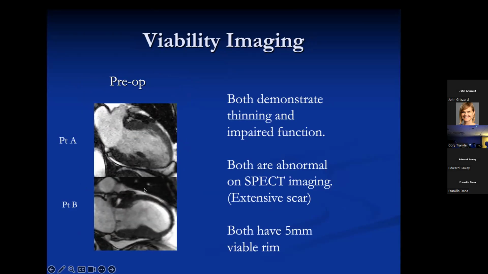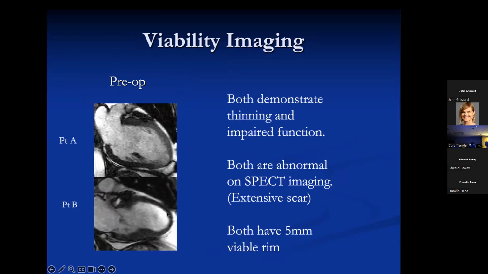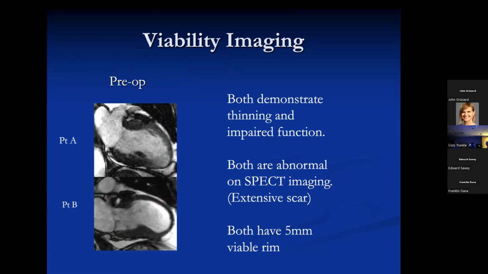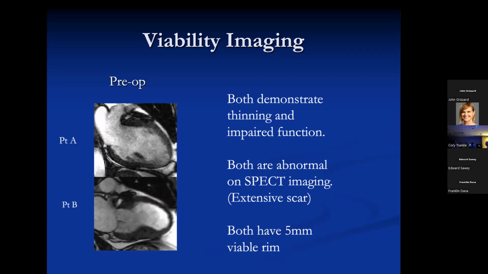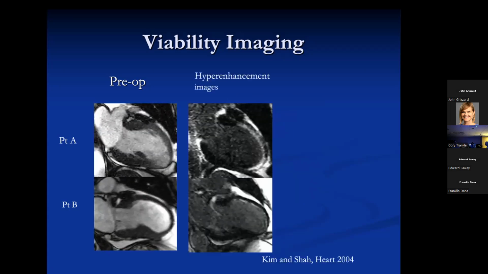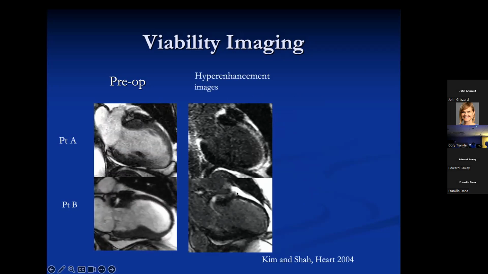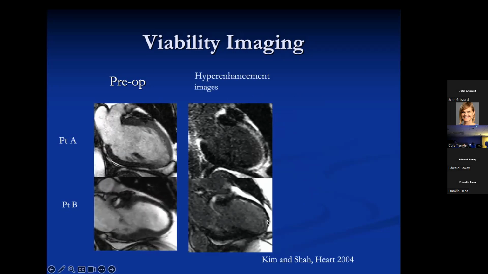It's a little bit thin. This guy's quite significantly thin. Both of them have impaired function. On SPECT images, they're both read as having significantly impaired uptake with dyskinetic motion, probably scar. But if you do delayed enhancement, this guy has extensive transmural, probably greater than 50% transmural infarction. This guy just has a little teeny bit, and in some areas he doesn't even have any infarction.